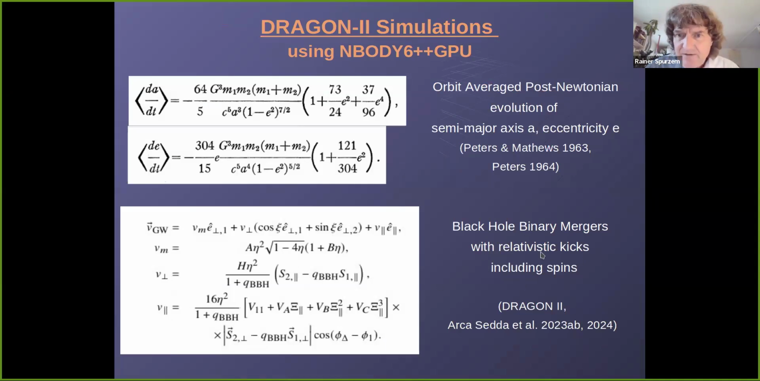relativistic kicks. I forgot to put the original citation here, so the citation is in the Arca Sedda papers. And there's one angle undefined because we did not include the spin yet from the astrophysical massive star evolution. That is something for the future.